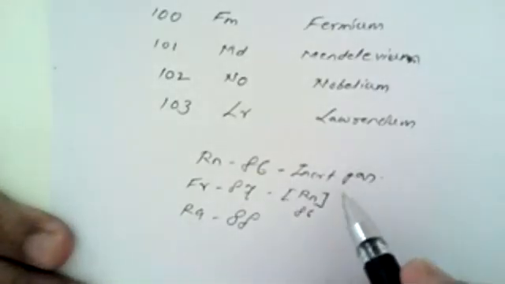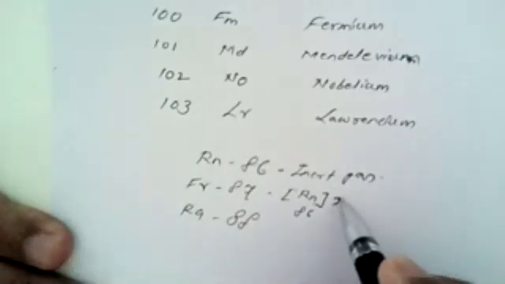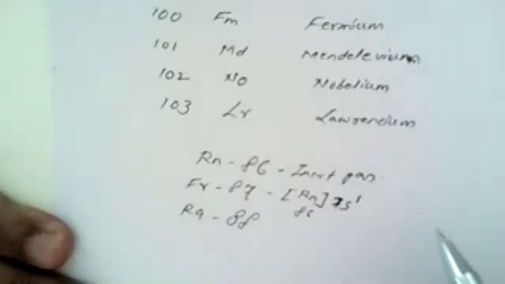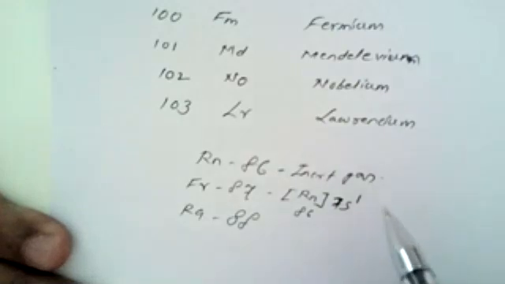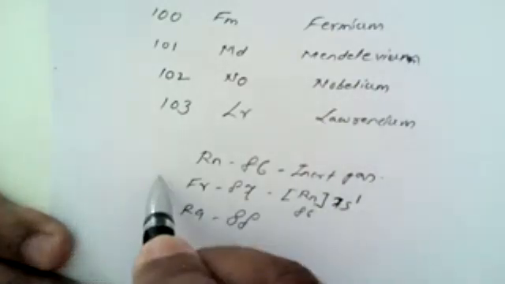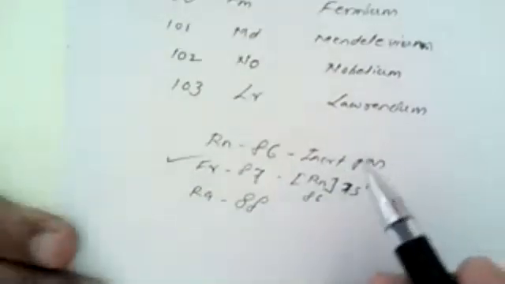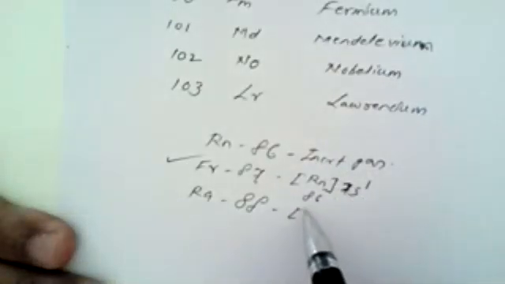So the next choice for incoming electrons will be 7s. Hence I can write only 7s1. So radon 7s1, that is the electron configuration of francium. Now come to the next element.